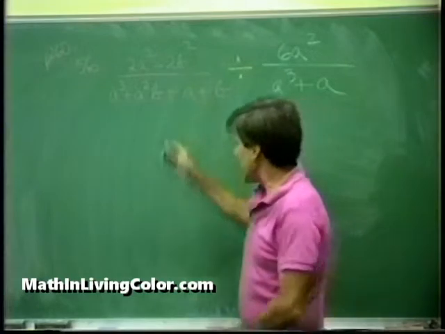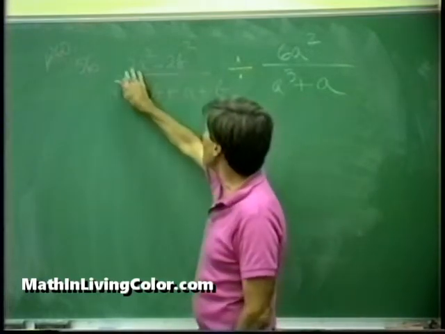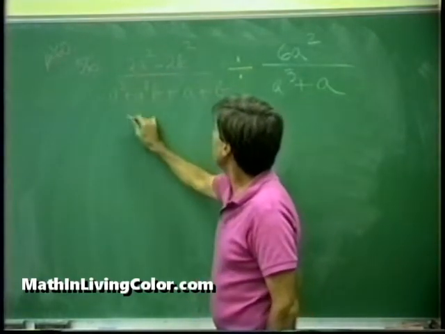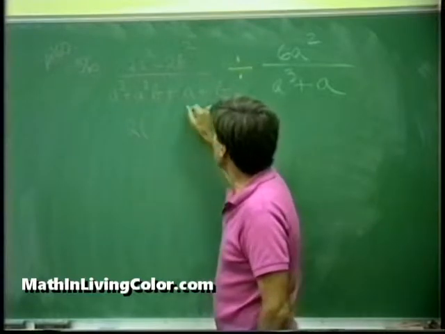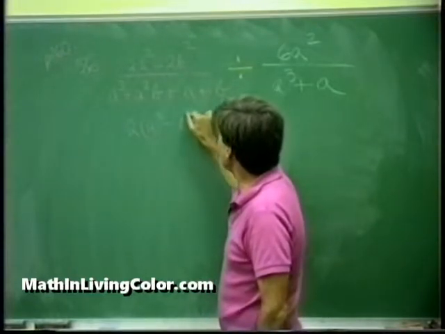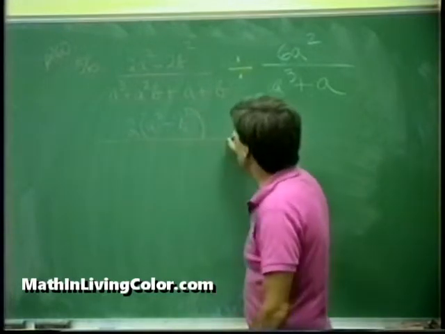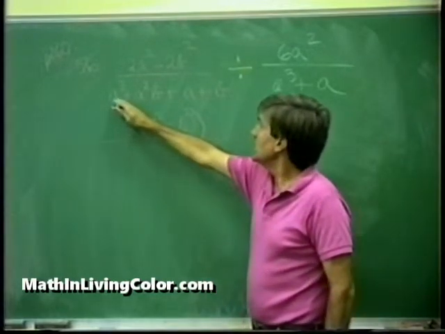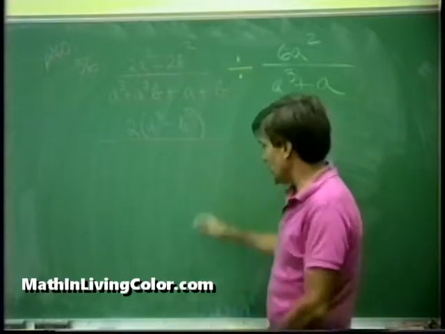So what's our first step on this pink part up here? We're going to have to factor out the 2. And what would that leave? A squared minus b squared, okay? Divided by, now, what about this? 1, 2, 3, 4 terms.